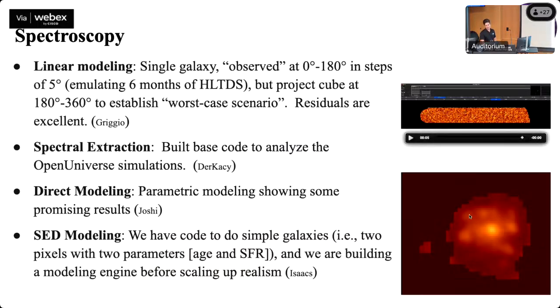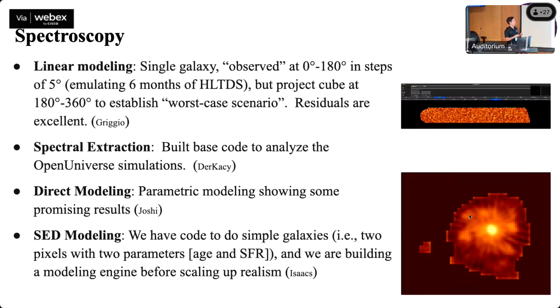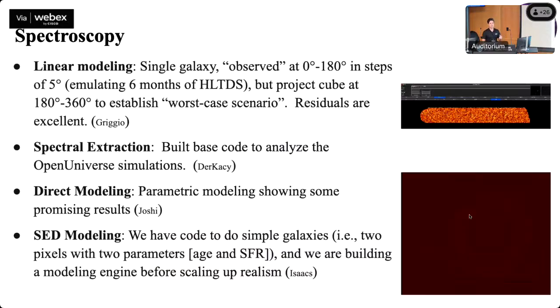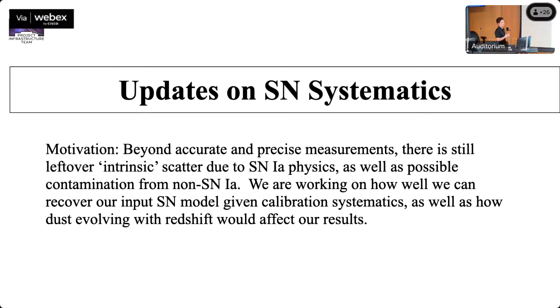Okay, and then this other little GIF here is just showing one of those example data cubes where you've got your spectrum at every single pixel location. And you can see as I step through wavelength here, you can see various emission lines as the galaxy brightens in various wavelengths. Super excited about that. And then there are other, less state-of-the-art, more traditional methods, direct modeling and SED modeling, that are progressing really well as well.